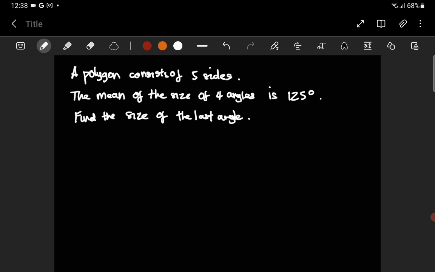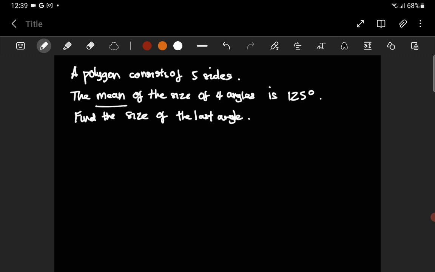The mean of the size of 4 angles is 125. Underline the word mean. What is mean? Mean is average. So angle 1 plus angle 2 plus angle 3 plus angle 4, divided by the number of angles that we sum, so divided by 4, is equal to 125. Find the size of the last angle.